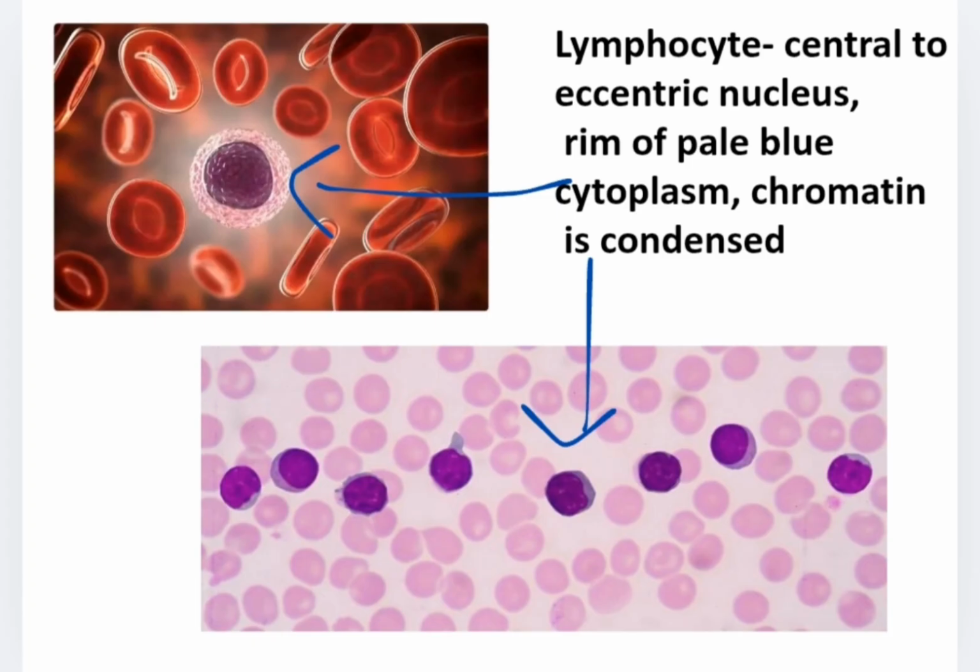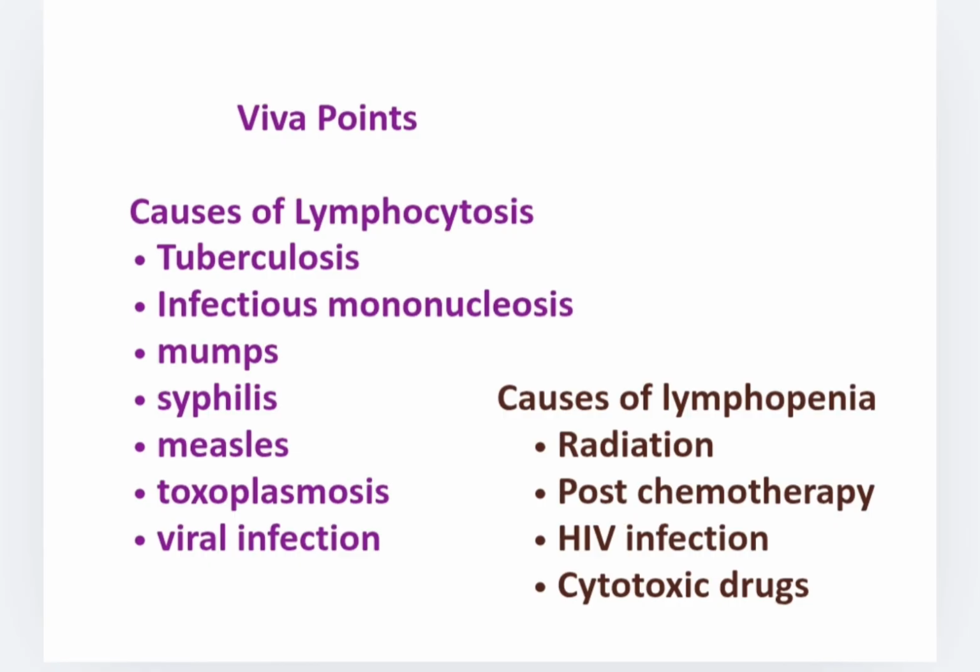Moving on to the lymphocyte, it has a central to eccentric nucleus, a rim of pale blue cytoplasm, and the chromatin is dark and condensed. Causes of lymphocytosis are tuberculosis, infectious mononucleosis, mumps, syphilis, measles, and toxoplasmosis, also seen in viral infection. While causes of lymphopenia are radiation, post-chemotherapy, HIV, and cytotoxic drugs.